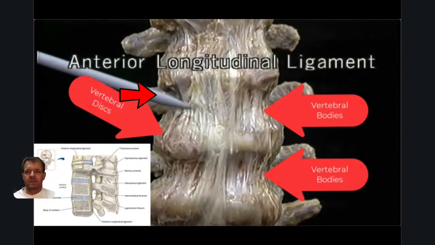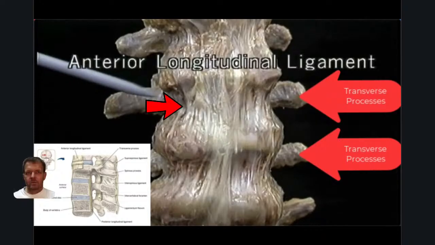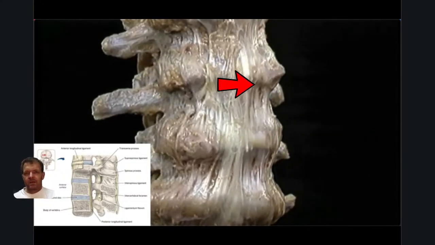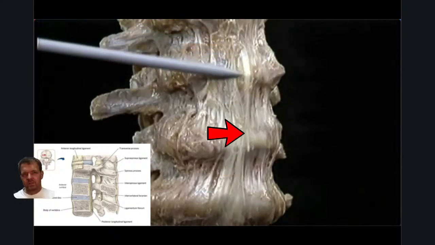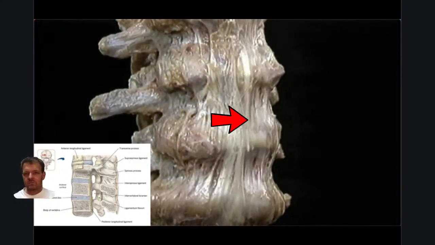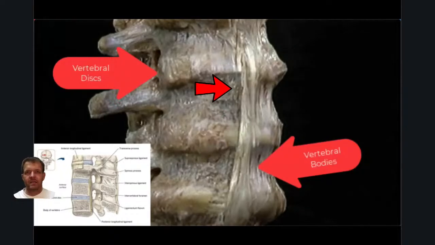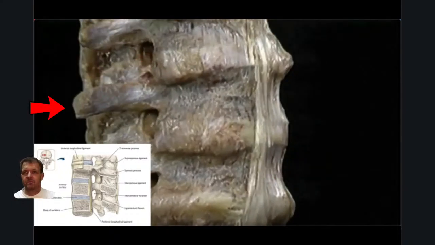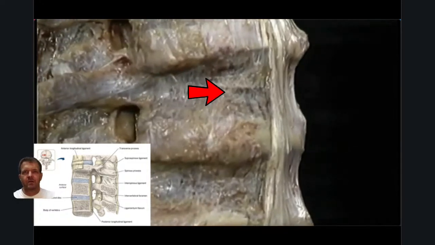Okay, let's have a look. So we've got vertebral discs, vertebral bodies, transverse processes just here. And this anterior longitudinal ligament just covers the whole front of your spine. And there we go. There it is in half. So if I just pop that there. They've taken off half here to expose what's underneath, but you can also see the thickness of the ligament as well. It's not as thick as the ligamentum flavum, but quite a thick ligament.